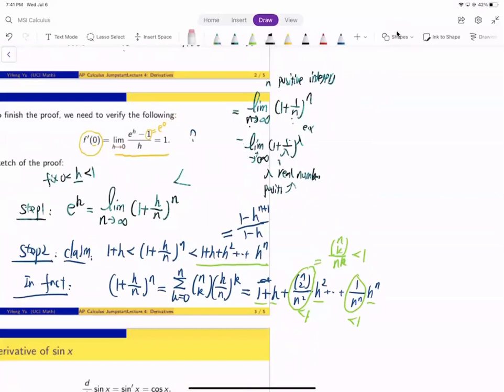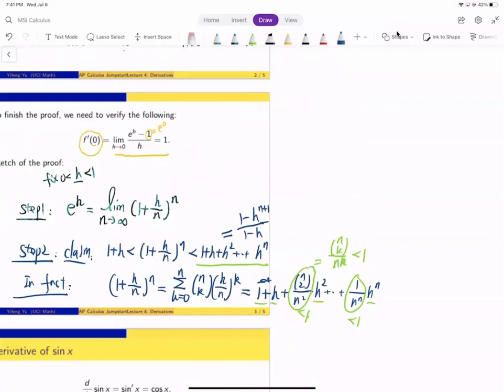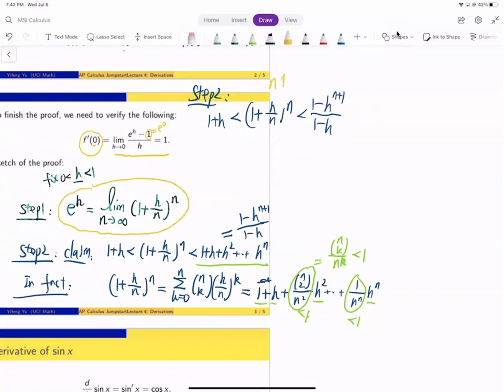Okay, after we verify this, we can derive. So I'm going to erase this part. From step 2, we have 1 plus h over n to the n is bigger than 1 plus h, and less than 1 minus h to the n plus 1 over 1 minus h. Now, e to the h is the limit of this. So if I let n go to infinity, because h is between 0 and 1, as we said before, if you take the power n, it will go to 0 as n goes to plus infinity. So from here we conclude this will just go to 1 over 1 minus h. So I get that e to the h is bigger than 1 plus h, but less than 1 over 1 minus h. So that's the inequality I get.